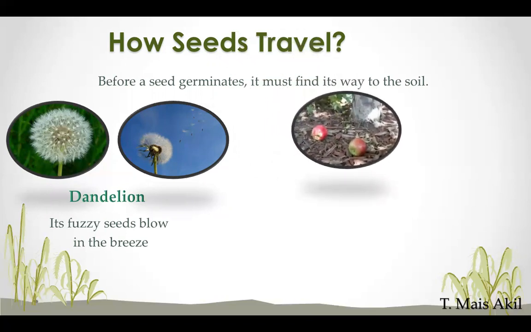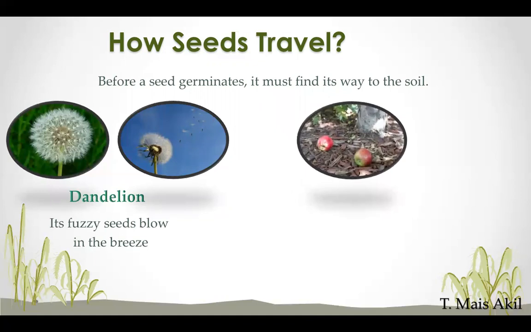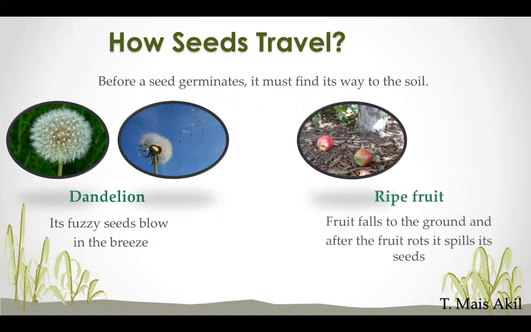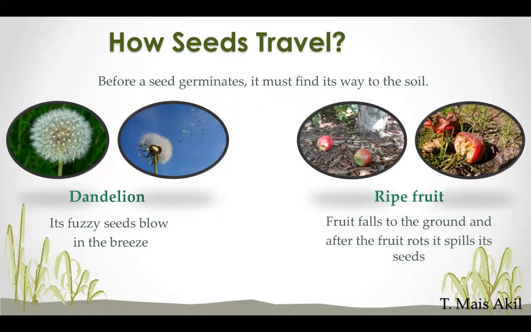Another way, you can see here the apple. As you see, after the apple ripens, after time, it will rot, and then it spills its seeds out. The seeds fall into the soil and then grow into new plants. So ripe fruit, like the apple, falls to the ground, and after time, the fruit rots and spills its seeds. After that, the seeds can grow in the soil.